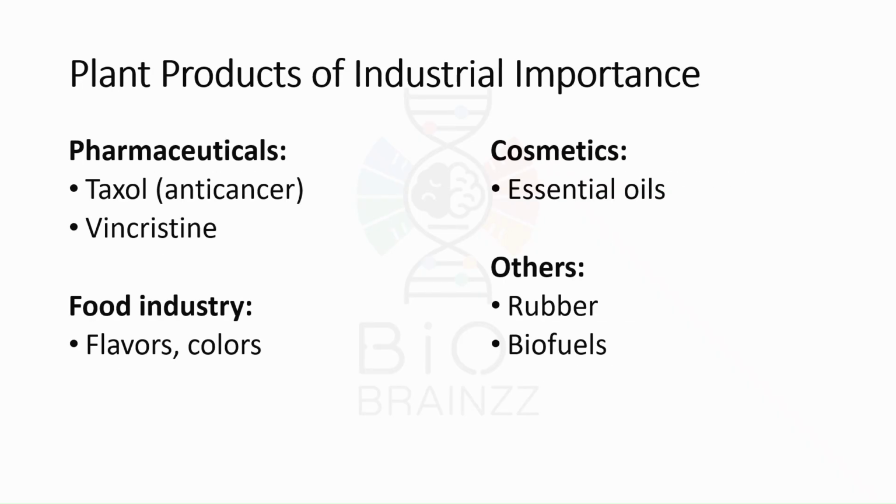Plants produce many useful products which are important for industries. In pharmaceuticals, compounds like Taxol and vincristine are used as anti-cancer drugs. In food industry, plant products are used as flavors and colors. In cosmetics, essential oils are widely used. Other products include rubber and biofuels.